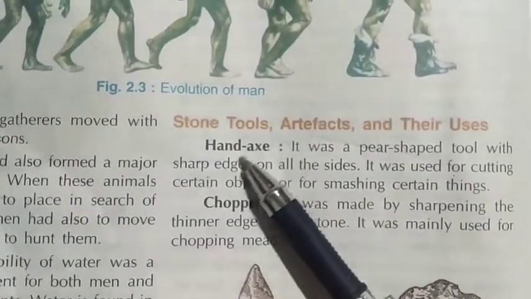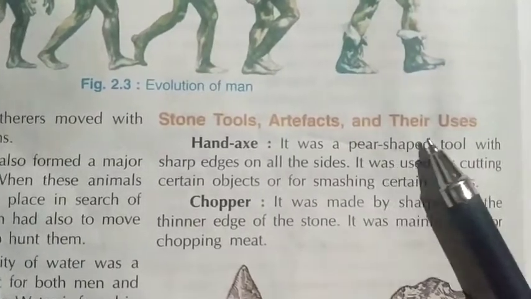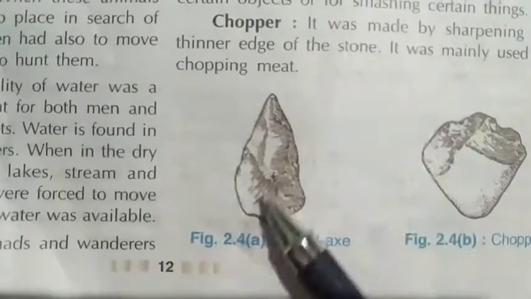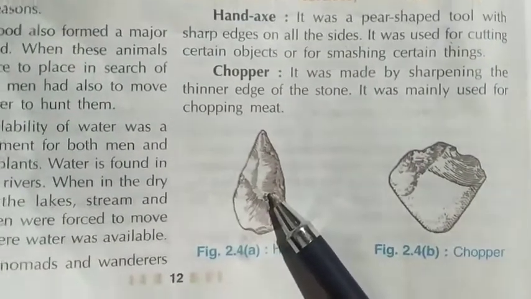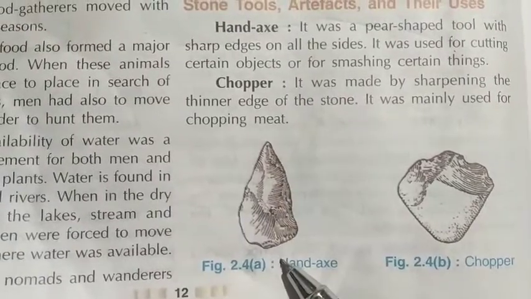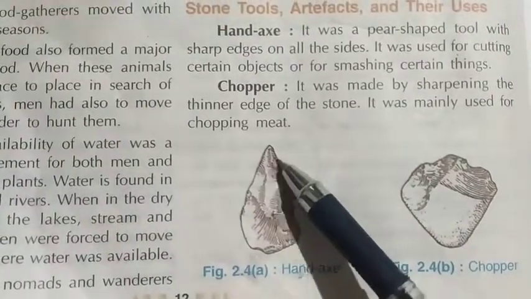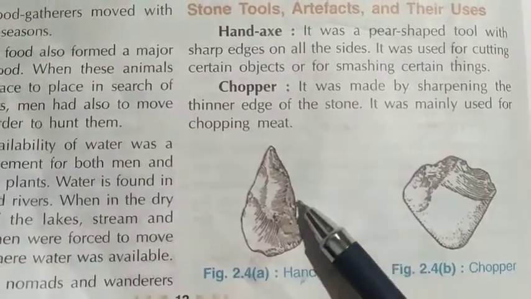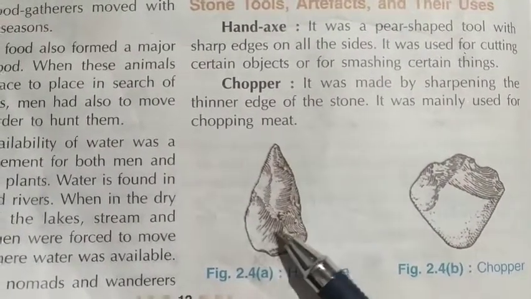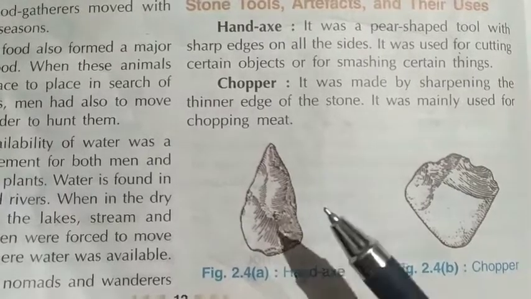The first one is the hand axe. It was a pear-shaped tool with sharp edges on all the sides. Here you can see the hand axe, a pear-shaped tool with sharp edges on all the sides. It was used for cutting certain objects and for smashing certain things.